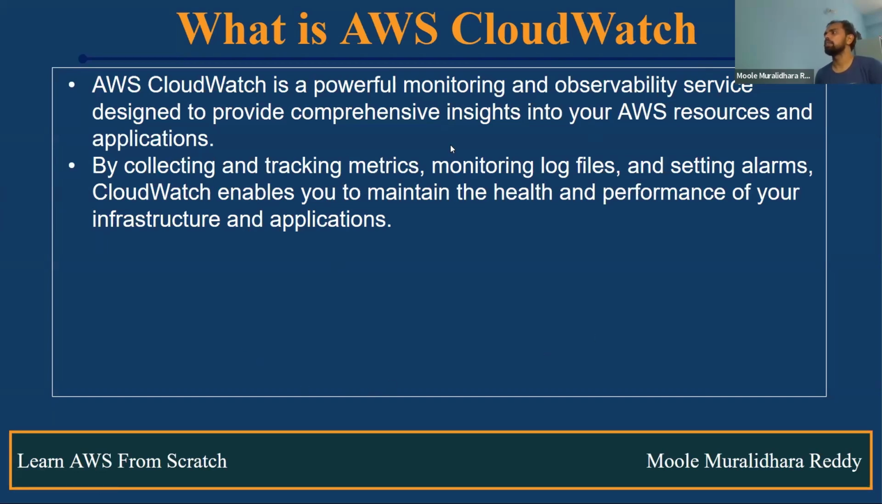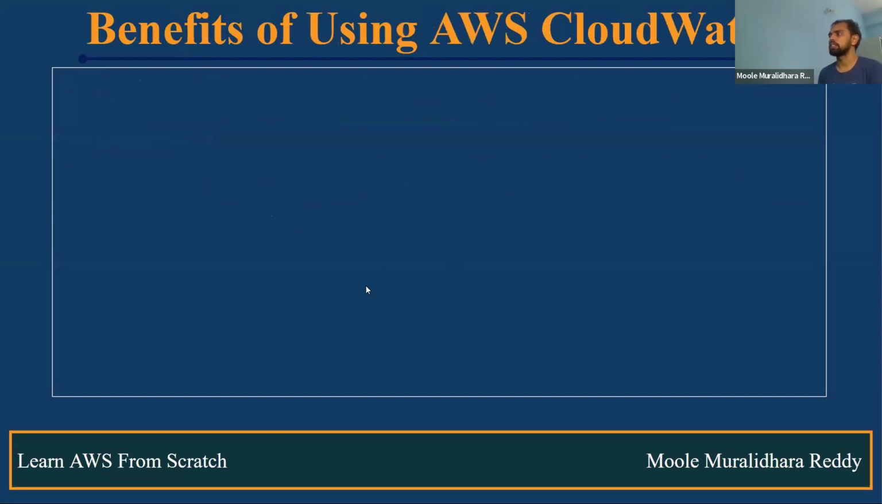Not only this, in case you want to store any application related logs, any VPC Flow logs, CloudTrail logs, or WAF logs, we can store them here. By collecting and tracking metrics, monitoring log files, and setting up alarms, CloudWatch enables you to maintain the health and performance of your infrastructure and applications. And one of the main advantages is that when you use CloudWatch, we can store any type of logs, either application logs, VPC flow logs, or CloudTrail logs, as I said.